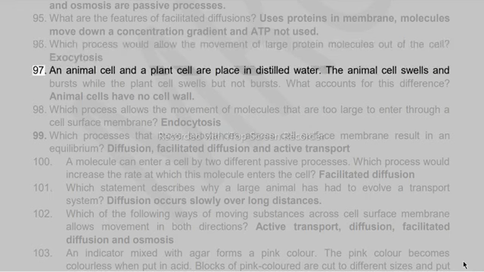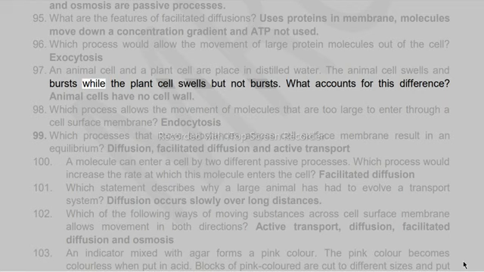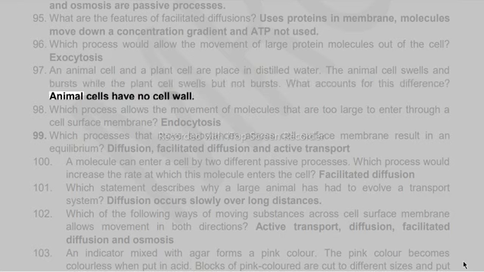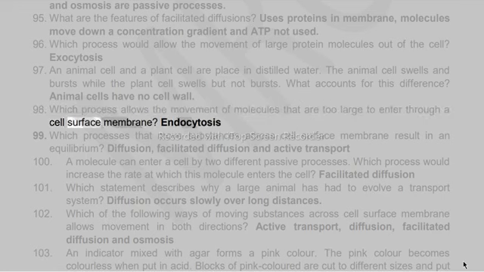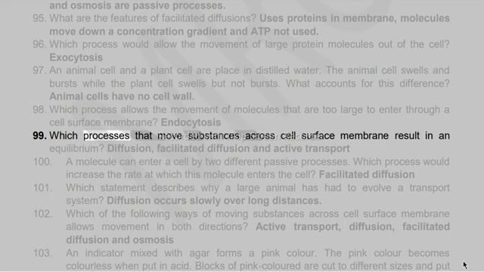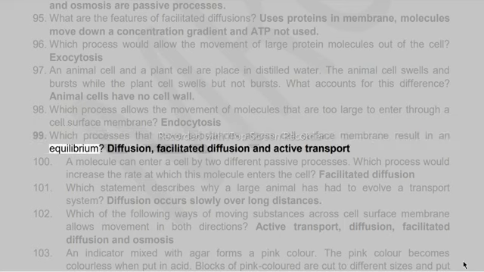Exocytosis. 97. An animal cell and a plant cell are placed in distilled water. The animal cell swells and bursts while the plant cell swells but does not burst. What accounts for this difference? Animal cells have no cell wall. 98. Which process allows the movement of molecules that are too large to enter through a cell surface membrane? Endocytosis. 99. Which processes that move substances across cell surface membrane result in an equilibrium?